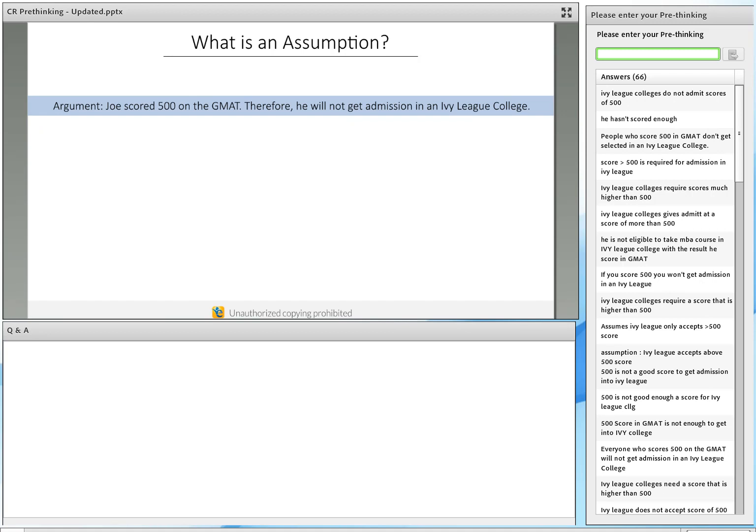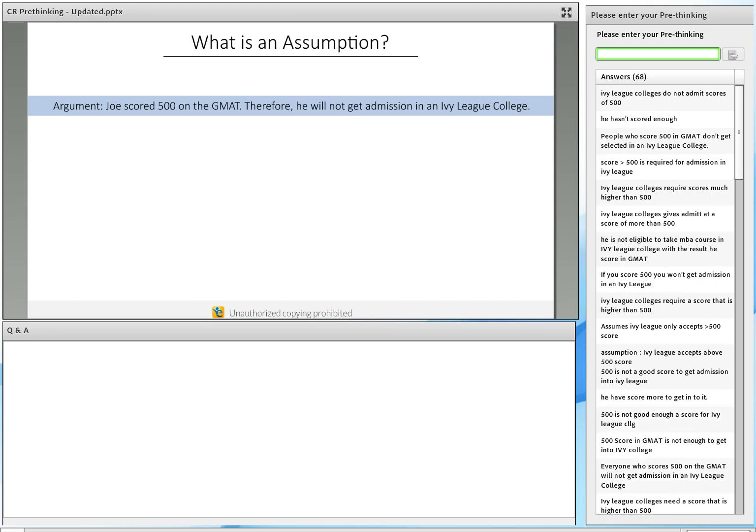Okay, that's an observation. You look at the answers, scroll through them. You're going to find a very similar theme, which is, hey, if you want to get into Ivy League, you need to score higher than 500. Now, that's the observation. The two inferences that I want to make out of this: the first one is, you're able to do this in about 30 seconds. Why? Because you were intimately familiar with this argument. So the inference is, if you understand the argument well, doing pre-thinking comes naturally to most of us.